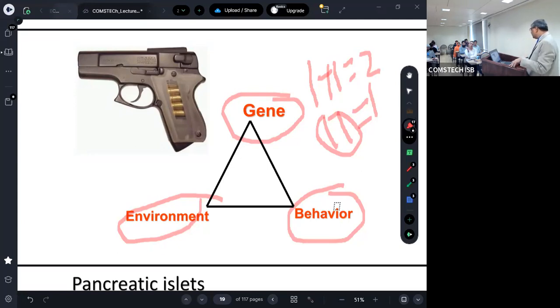Yes. So all of these factors have the same share in diabetes. The share of each is almost 33%. Okay.